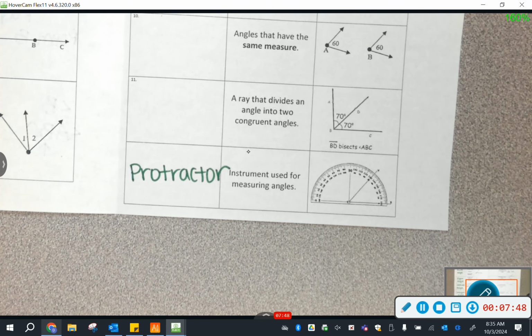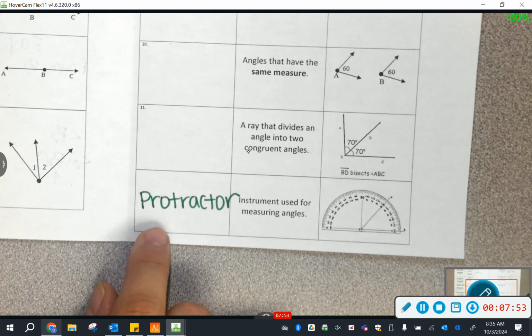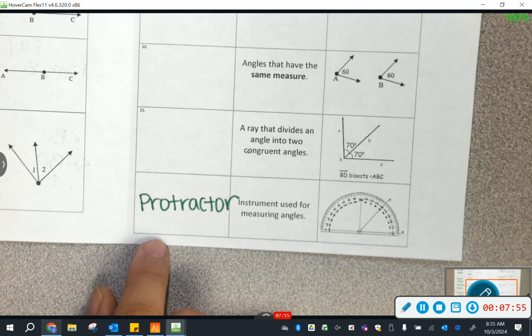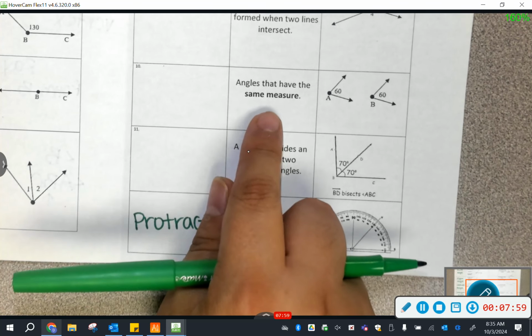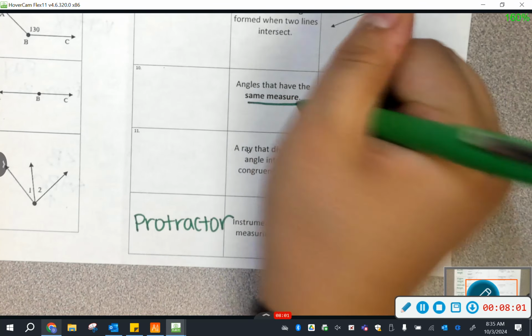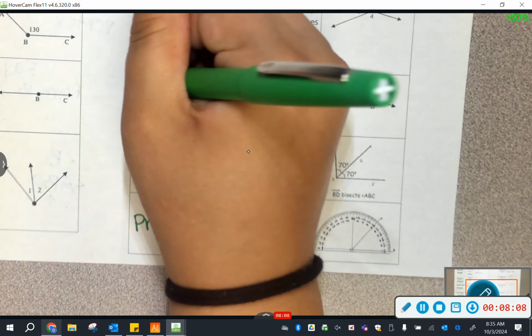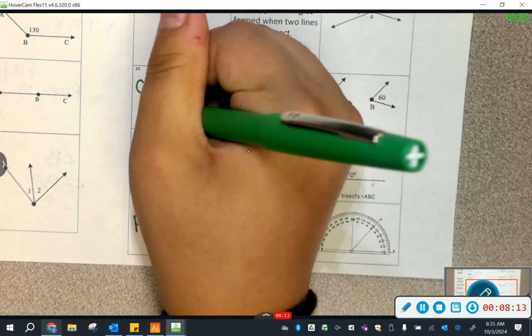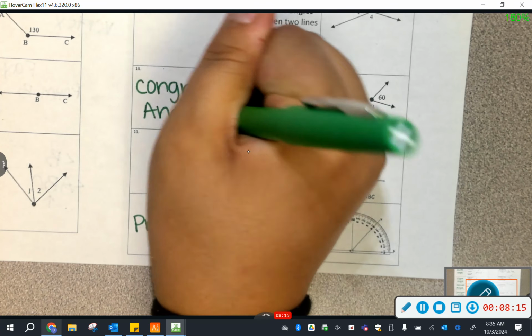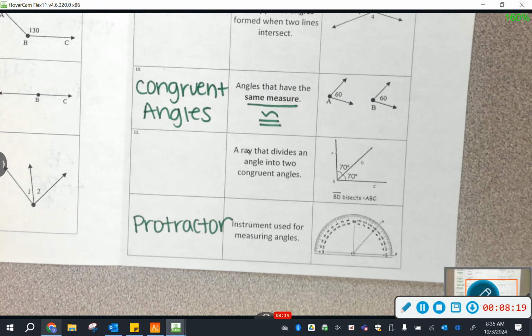Yes. Let me finish the notes. And then there's one more. It might be new, it might not, but I feel like y'all can do this without me having to teach it all. Number 10. What do we think angles that have the same measure are? What is same in math? Congruent angles. And remember, the congruent symbol is an equal sign with a squiggly.